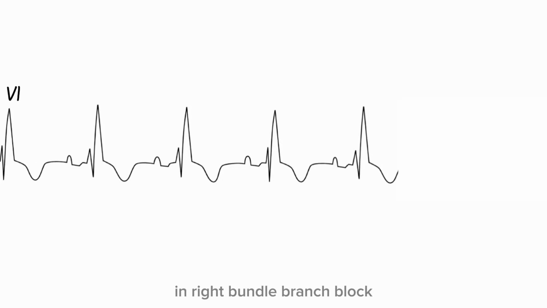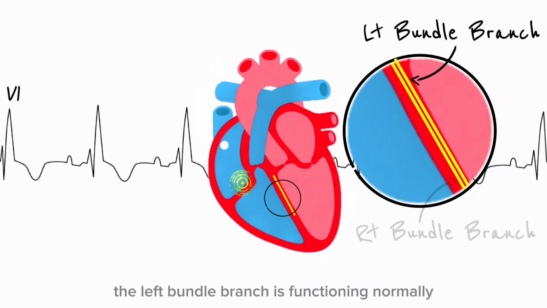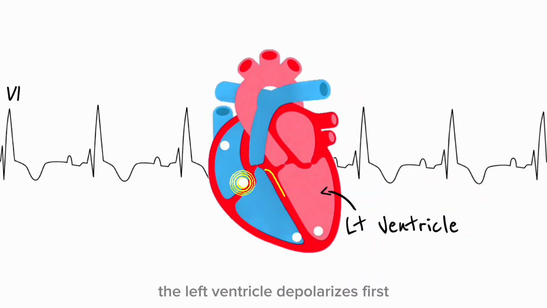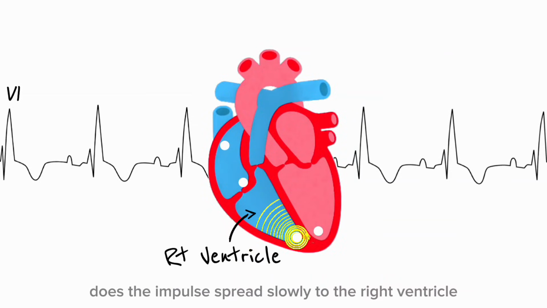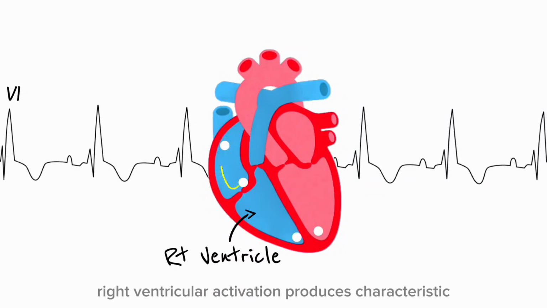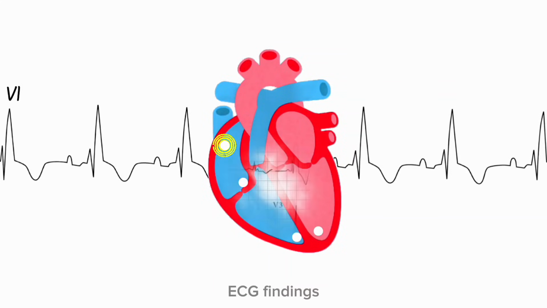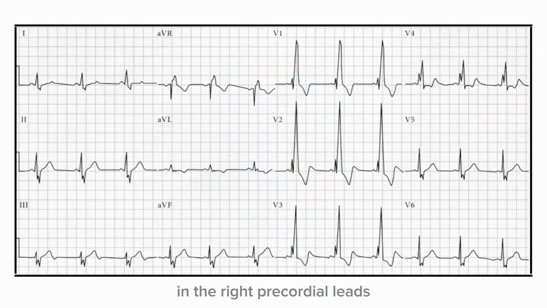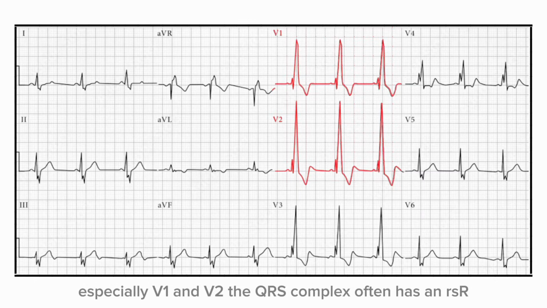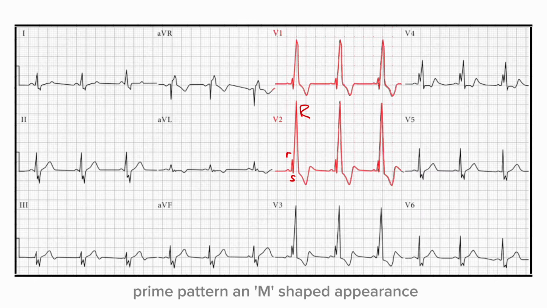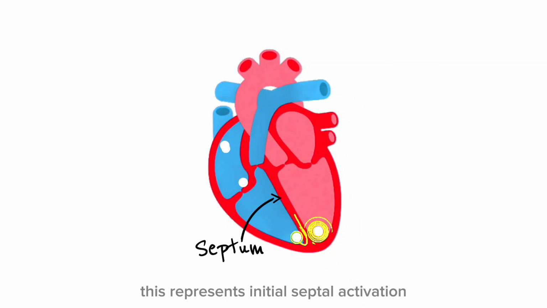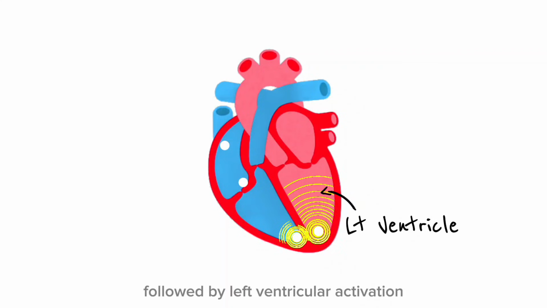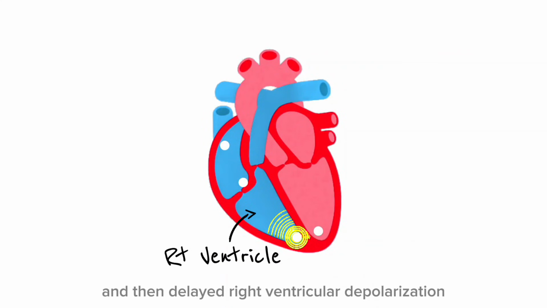In right bundle branch block, the left bundle branch is functioning normally. The left ventricle depolarizes first. Only afterward does the impulse spread slowly to the right ventricle. This delayed right ventricular activation produces characteristic ECG findings. In the right precordial leads, especially V1 and V2, the QRS complex often has an rSR' pattern, an M-shaped appearance. This represents initial septal activation, followed by left ventricular activation, and then delayed right ventricular depolarization.